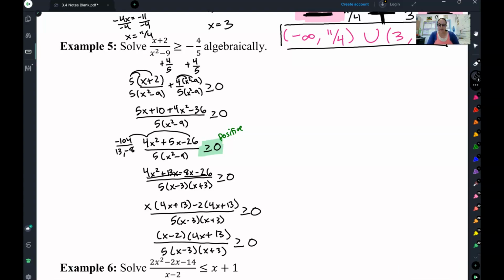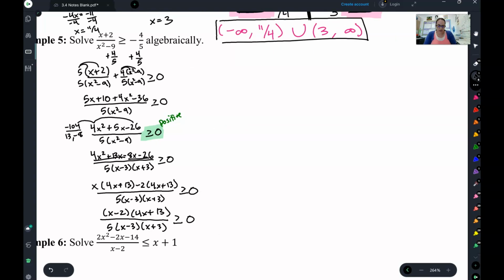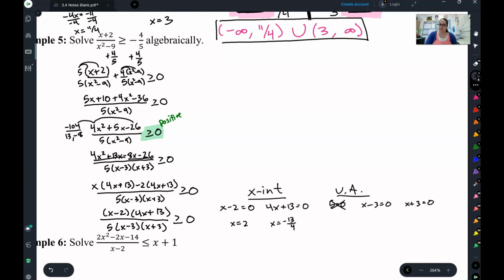Check. Step 4, I need to find my x-intercepts and my vertical asymptotes. X-intercepts are the numerator equal to 0, which is going to give me 2 and negative 13/4. Vertical asymptotes are where the denominator equals 0. 5 equals 0 doesn't really make sense, so I can get rid of that. So I have x equals 3 and x equals negative 3.